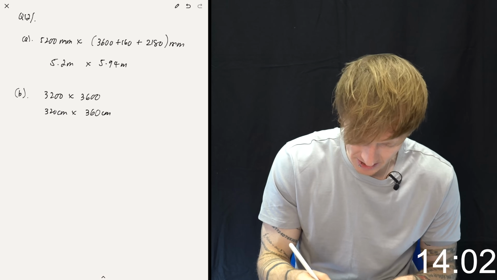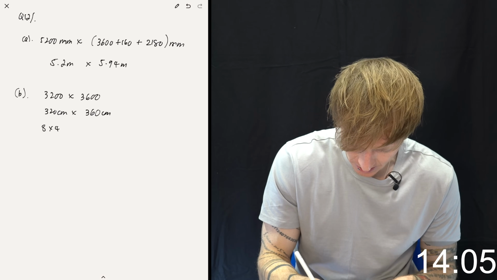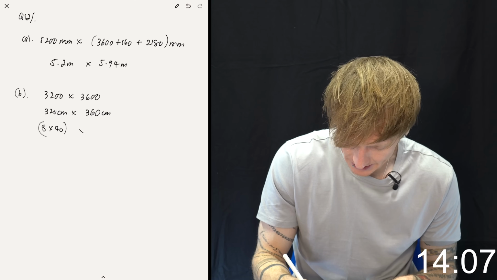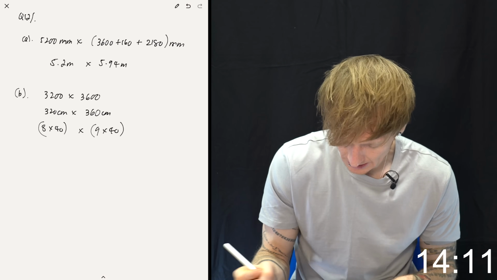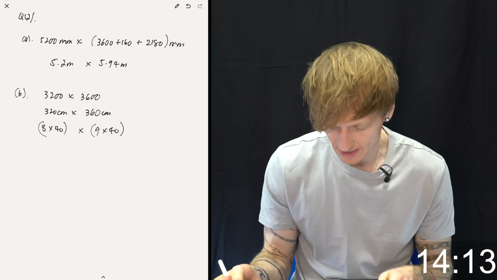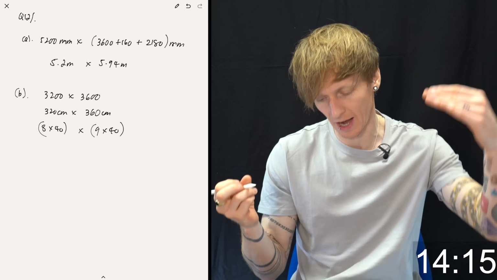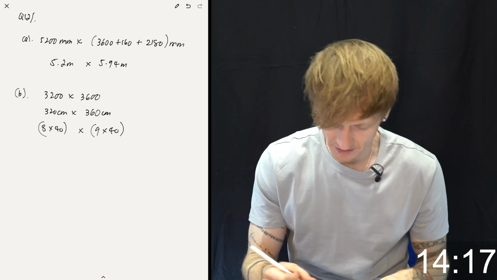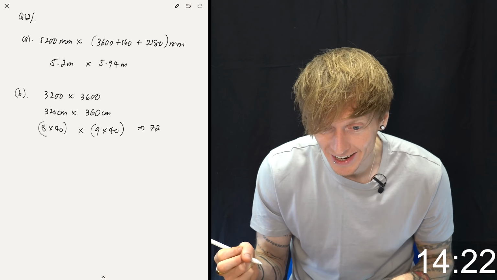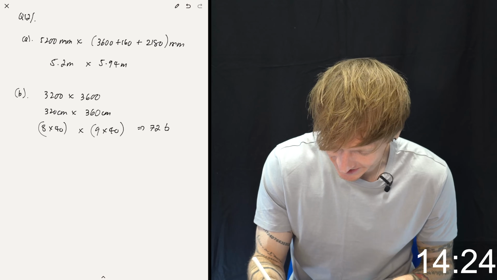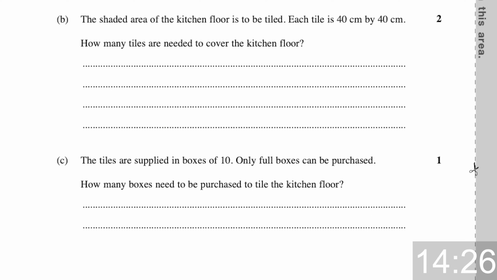So to tile that, you need 8. That's 8 times 40. And then you're multiplying that by 9 lots of 40. So if each one is 40 by 40, then you only get 72 because you'll need 8 one way, 9 the other way, 72. Is that what it was asking me? How many tiles? Yes, how many tiles? 72 tiles is what I think is the answer.